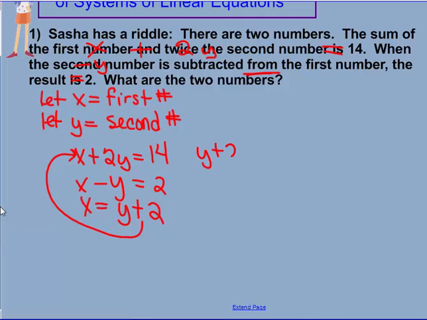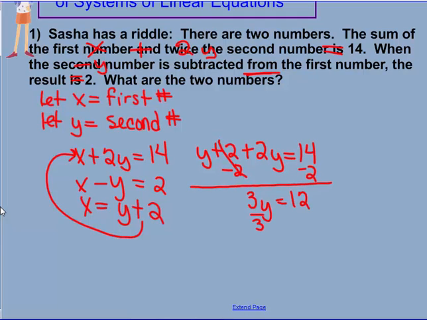So y plus 2, my x, plus my 2 y's has to equal 14. So subtracting 2 from both sides and combining my y's, I get 3y is 12. Dividing by 3, I get y is 4. So if y is 4, x minus 4 has to equal 2 from the original equation. So adding 4 to both sides, I get x equals 6. So y equals 4 and x equals 6.